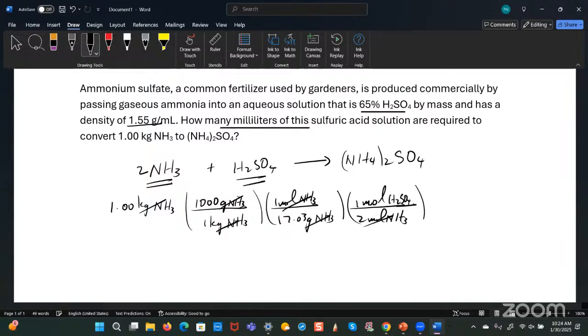So that goes with that. So far we have the moles of sulfuric acid, but what the question is asking for ultimately is the volume in mL of the sulfuric acid solution. So how do we do that? Well, we have to use these 2 pieces of information right here, the percentage of sulfuric acid and the density, all right?